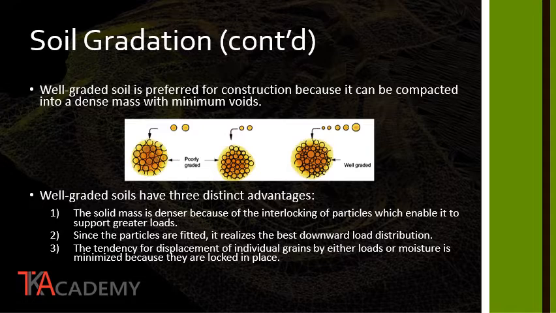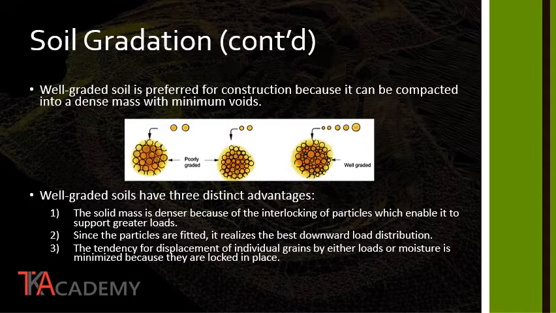The example on the right is a well-graded soil where we have a diverse range of soil sizes and shapes. When these are combined, the smaller particles tend to fill in the smaller voids so that the soil particles tend to lock in with each other and can become more compact and more dense.